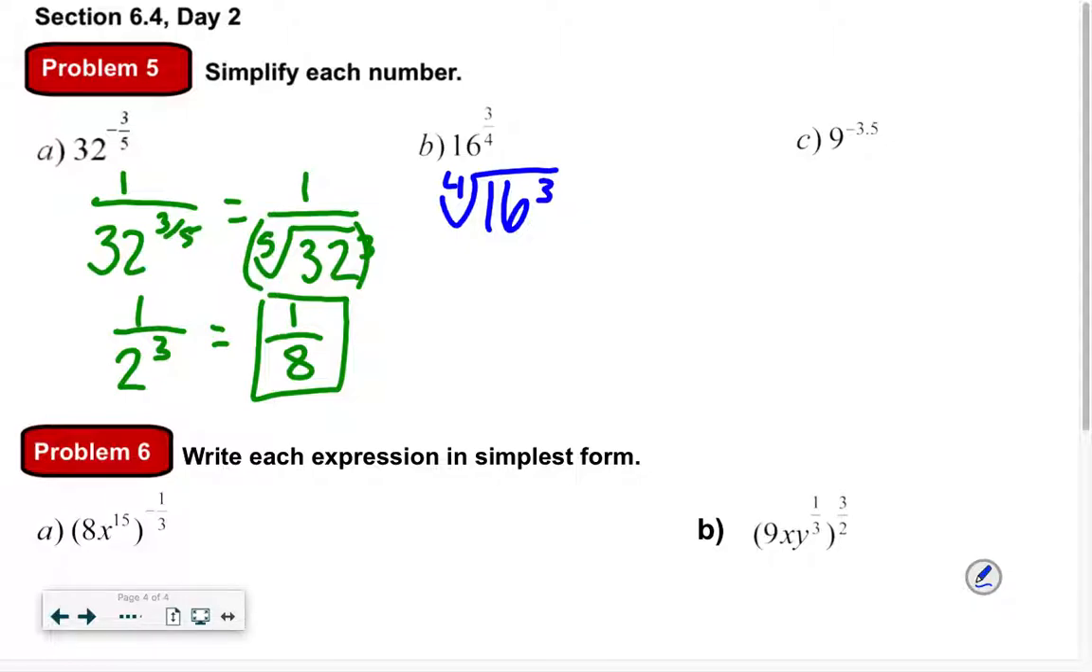Look at our roots list. Is the 4th root of 16 nice? Yeah. What is it? 2. So instead of 4th root of 16, I'm going to make this 2. Is the answer 2, or what do I still have? Yeah, I still got my 3rd power. What's 2 cubed? 8.